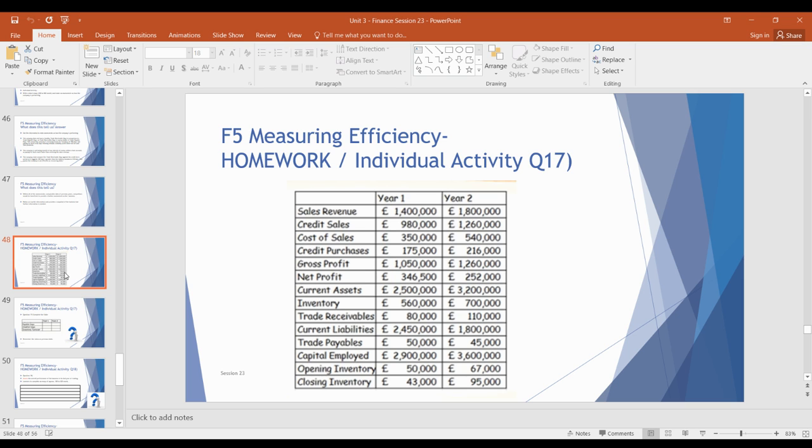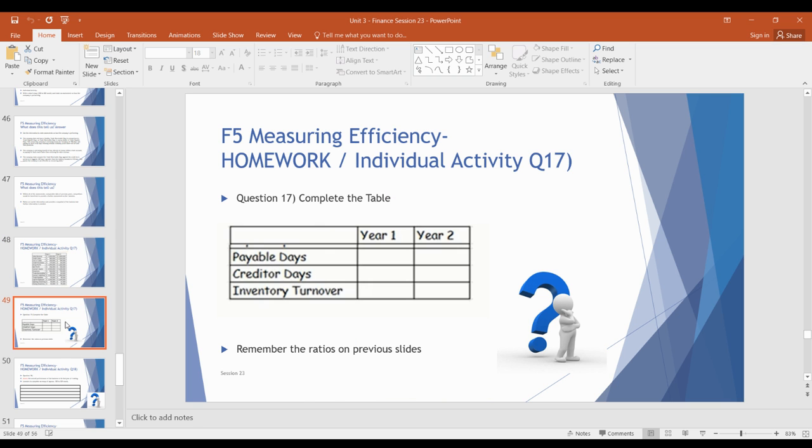So have a go. Same tables that you've seen previously. These questions are on your worksheet, on page 8, and you will need to determine payable, creditor, and inventory turnover days for year 1 and year 2. Remember the ratios from previous. Use your worksheets.